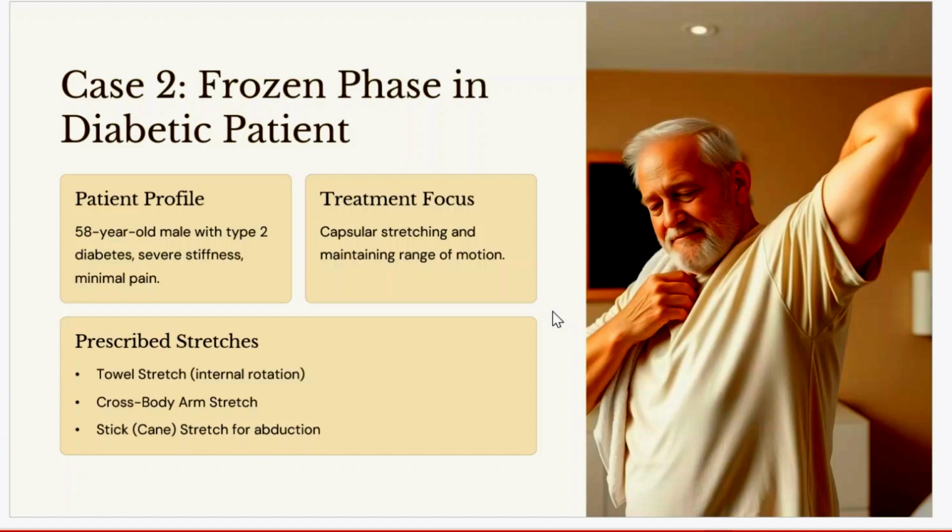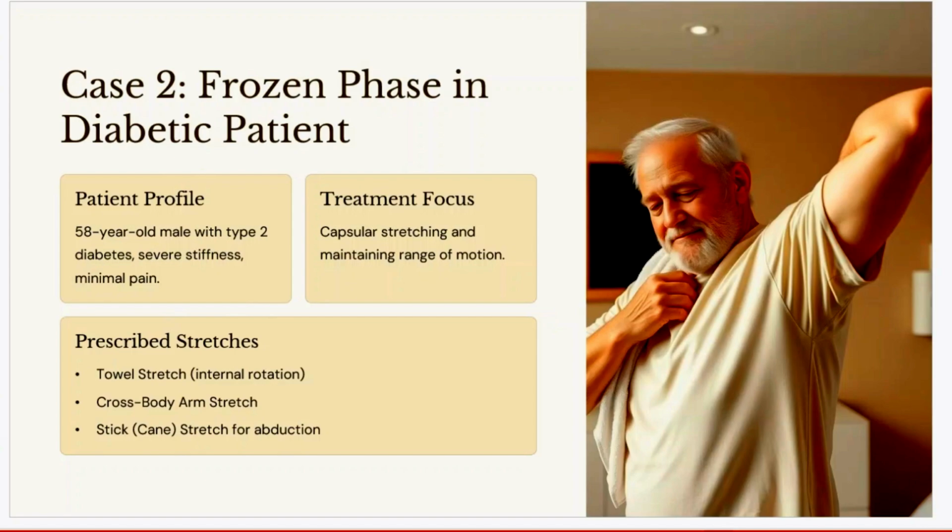Majorly the treatment focus is on capsular stretching and maintaining the range of motion. Capsular stretching means internal rotation, external rotation, abduction. The prescribed stretches are the towel stretch, which is majorly focused on internal rotation, the cross body arm stretch, and with that the stick stretch for abduction. Stick, or you can use anything like that. So this one was the second case, okay, major focus on this. And at the end of the lecture, we are going to discuss these stretches in a picture view in the images.